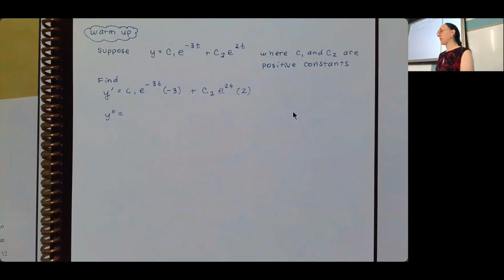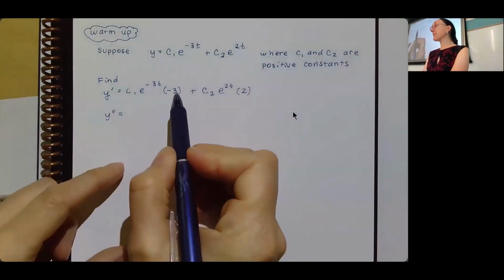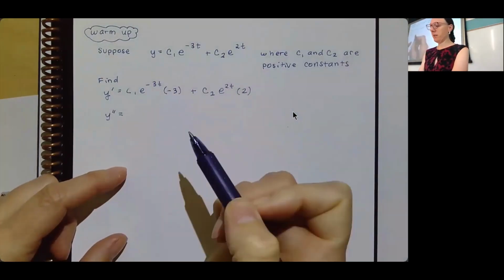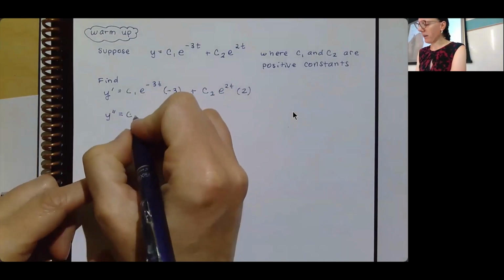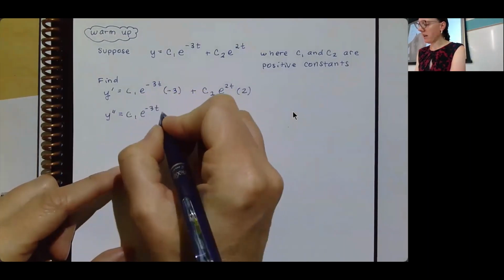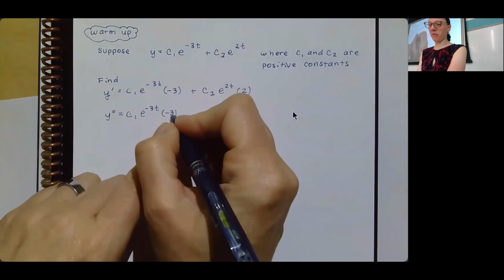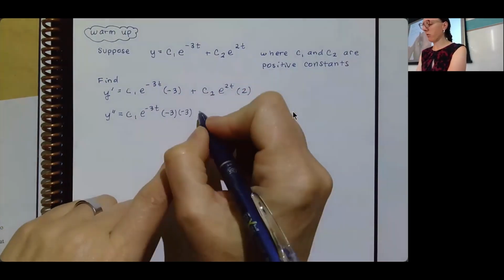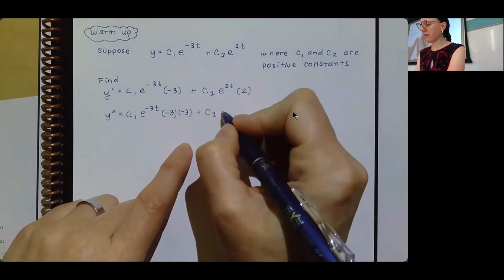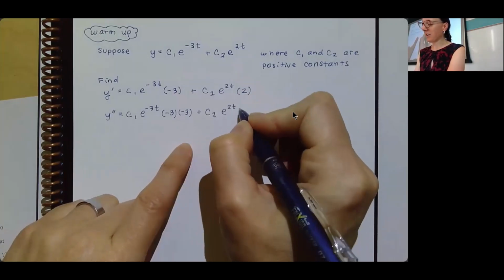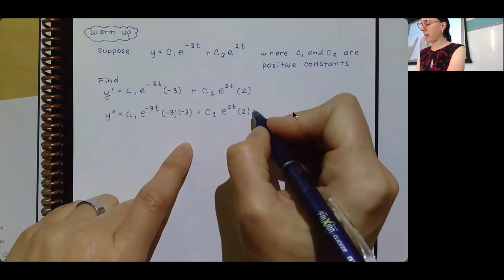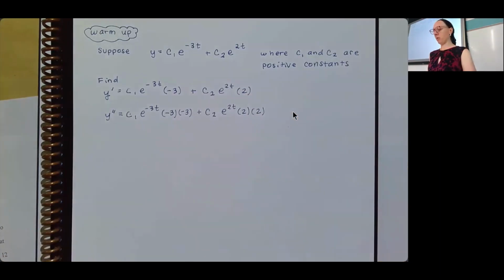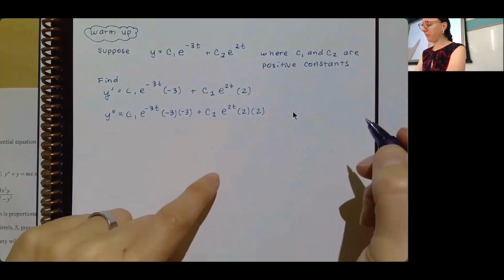When I take the second derivative, almost the same thing is going to happen. I'm just going to be dragging this constant around with me too. So I would have C1 e to the negative 3t, the negative 3 from the first derivative, and then another negative 3 popping out because of chain rule. Same thing over here, C2 e to the 2t, that 2 from the first derivative, and another 2 popping out from chain rule. I'm going to go ahead and clean each of those up a little bit.